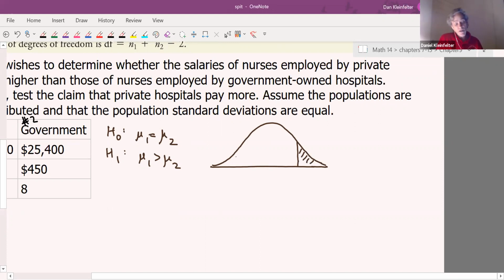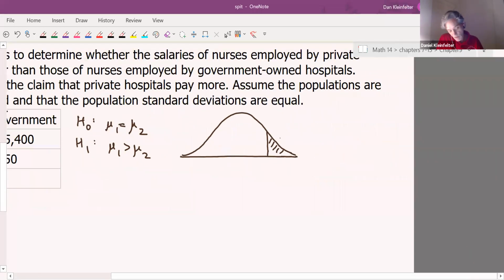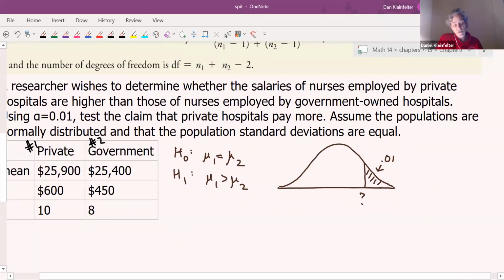Okay, so this is a right-tailed test. We're told to let alpha be 0.01. So we should have an area of 0.01 in our right tail. And then the next thing that we're going to need is the critical value. But in order to know that, we need to know the degrees of freedom.